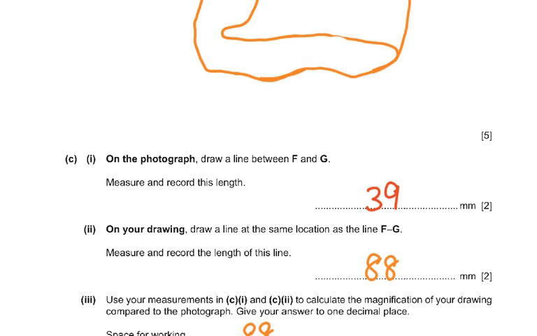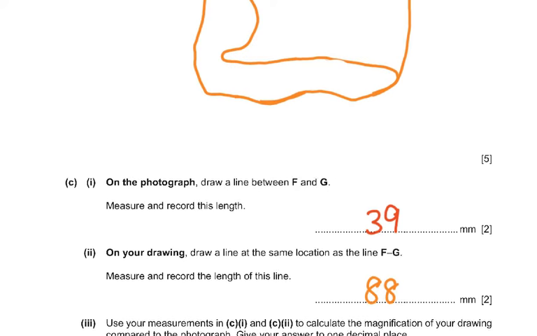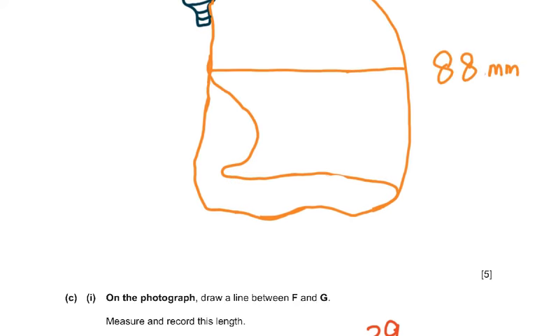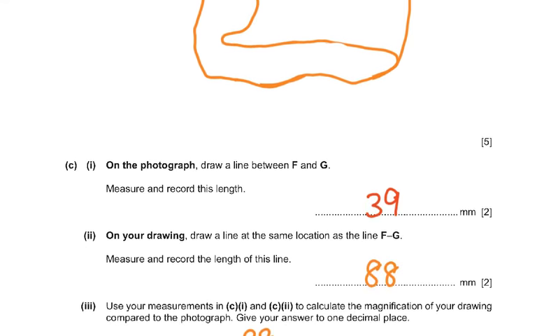But then it said, on the photograph, draw a line between F and G, measure and record the length. So the photograph was the one I just referred to, 39. Then on your drawing, now this is the drawing we are talking about. Drawing is the one you've made. Draw a line at the same location as the line F and G. So we draw that, and you measure and record.